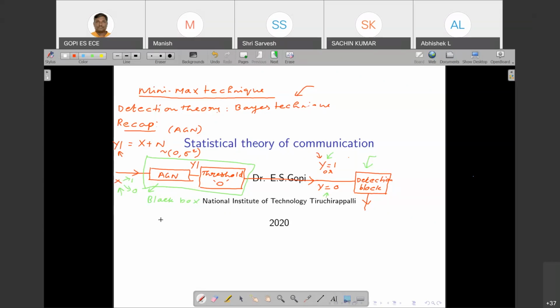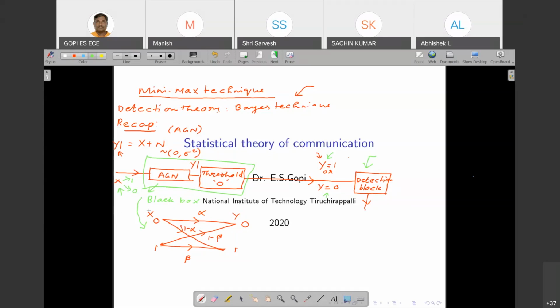This black box is modeled using the channel characteristics like this. This is x here and this is y here, so this is 0 and 1 and this is again 0 and 1 here. You have the probability of getting 0 when 0 is transmitted, let us say this is alpha, and this is beta. Probability of getting 1 when 0 is transmitted is going to be 1 minus alpha, and this is going to be 1 minus beta. So these are the characteristics of this channel, the green black box, which is given to you.